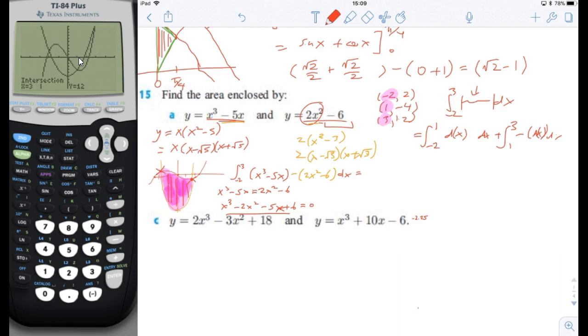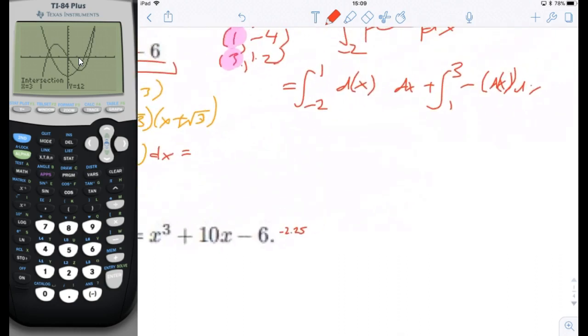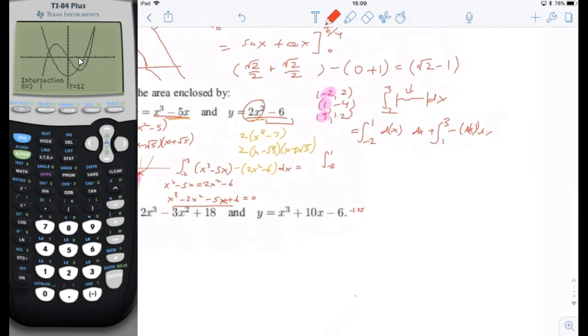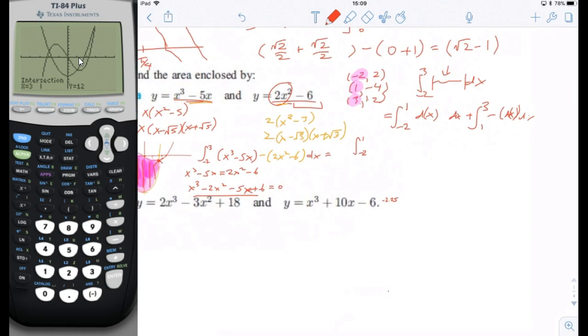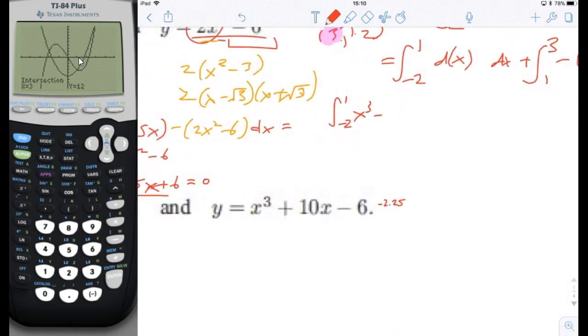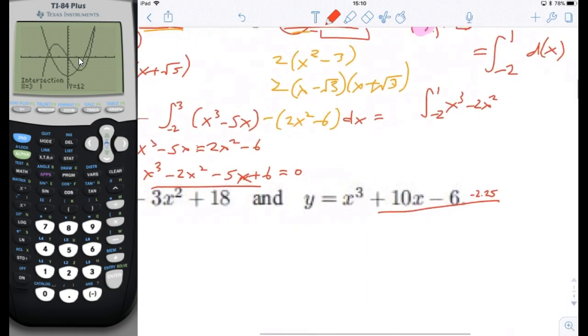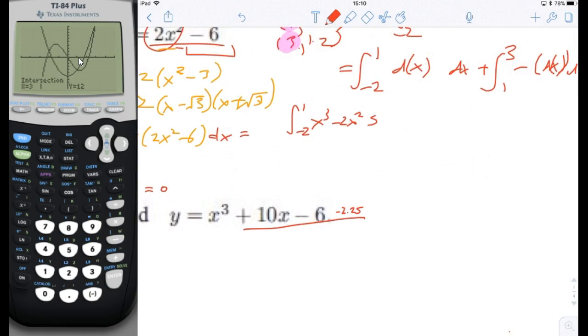So let's do the first one. We'll do the integral from the first one. And then we just take the negative of that for the second integral. So remember that the expression happens to look exactly like this expression here. So it's going to be x cubed minus 2x squared minus 5x plus 6 dx. And then I'm going to take the integral of that. Okay? So I'm going to take the integral of this.